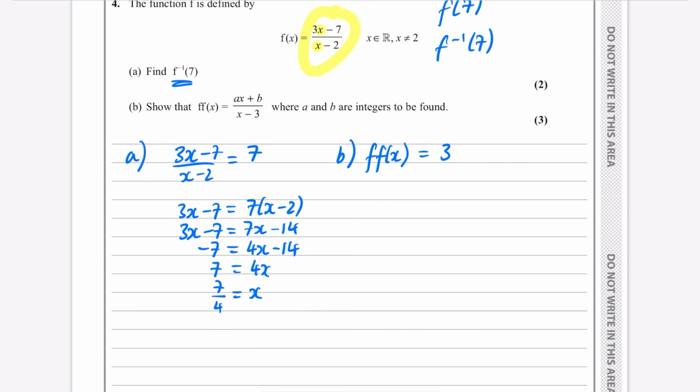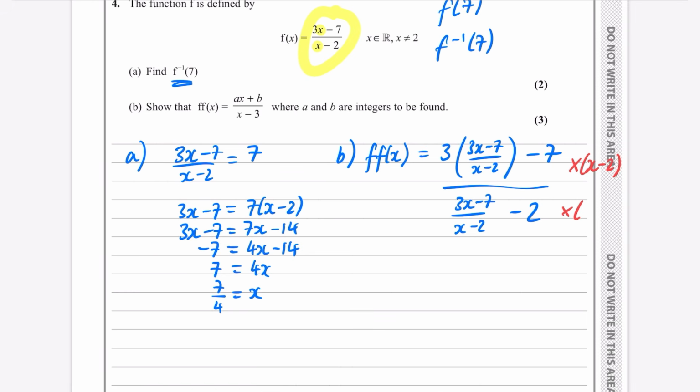So that's 3 lots of (3x - 7)/(x - 2) - 7, all over (3x - 7)/(x - 2) - 2. Now we don't like fractions within fractions, so I'm going to multiply the top and bottom by the same thing to try and get rid of those fractions within fractions. I'm going to multiply everything on the top by x - 2, and everything on the bottom by x - 2 as well.